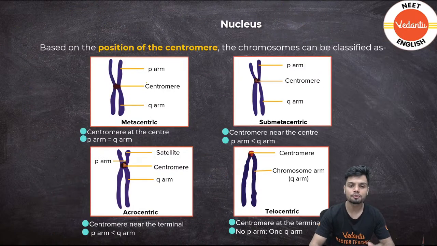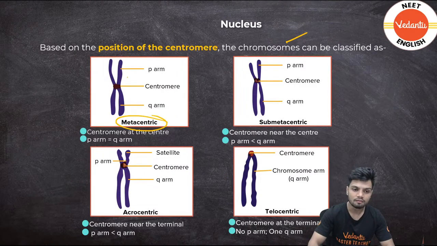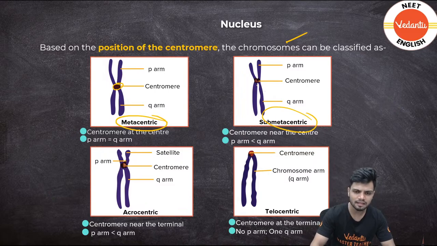Now, based on the position of the centromere, the chromosomes can be classified into metacentric, where the centromere is present in the center, so the P and Q arms are equal. There is submetacentric. In submetacentric, the centromere is towards one side. So, there is one short P arm and one long arm.